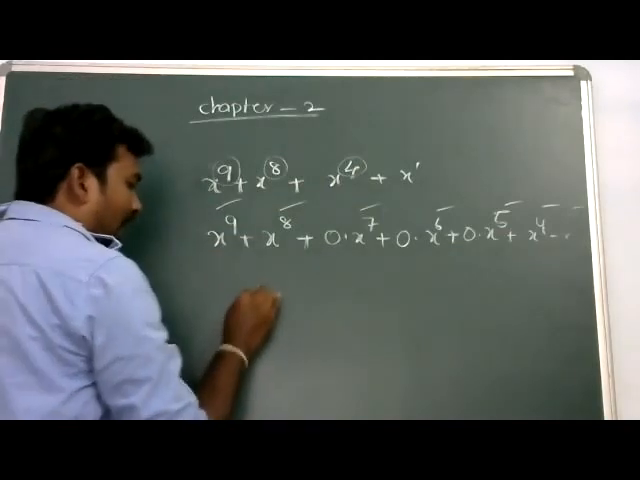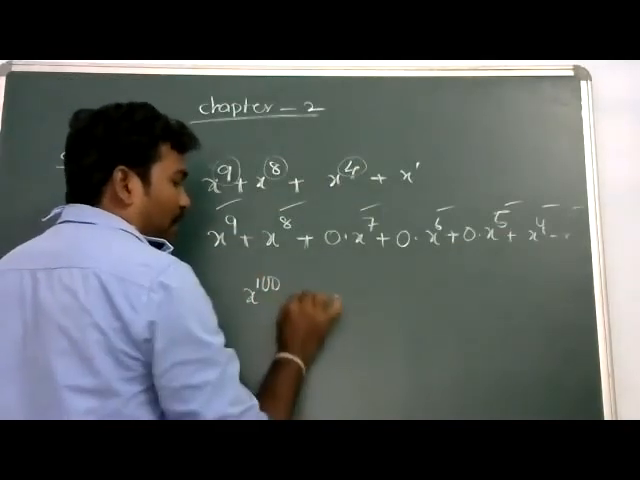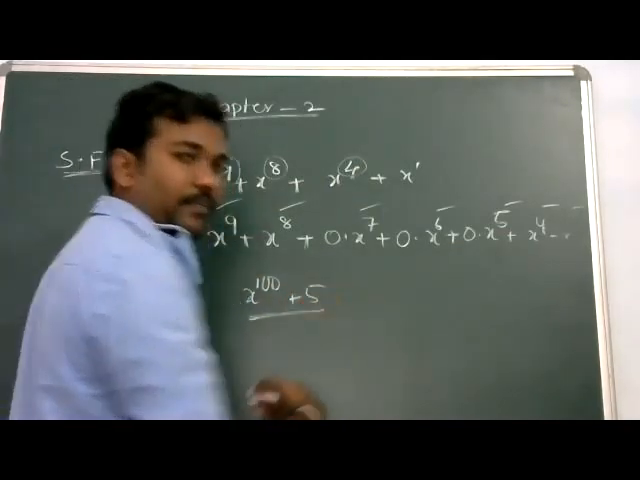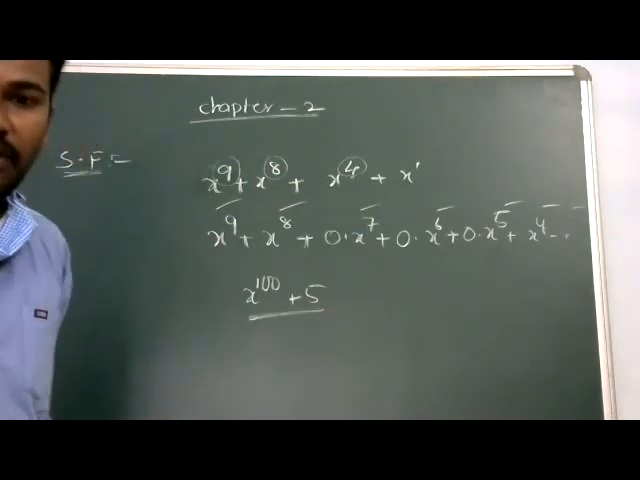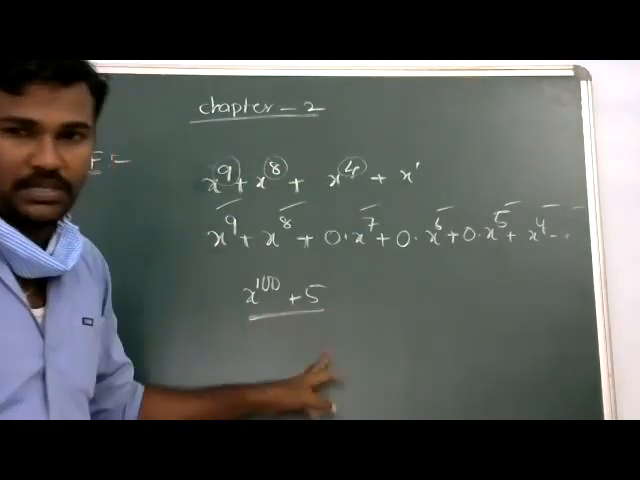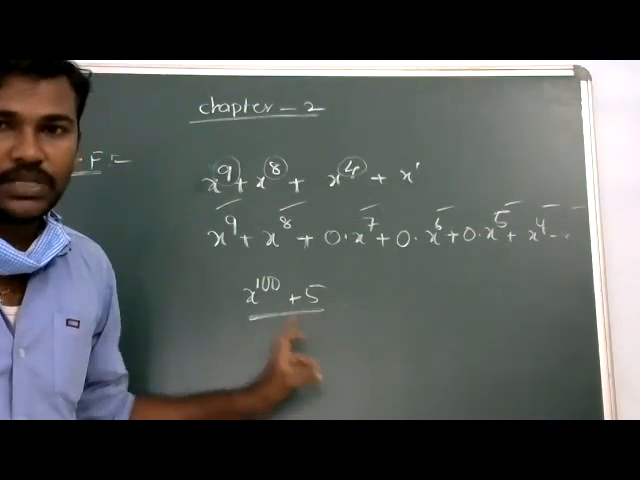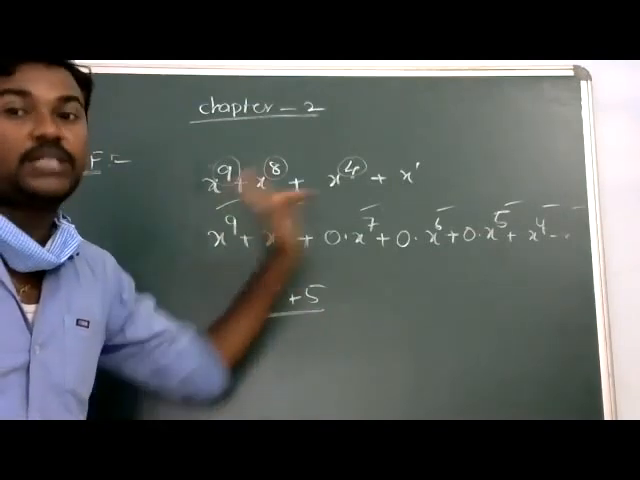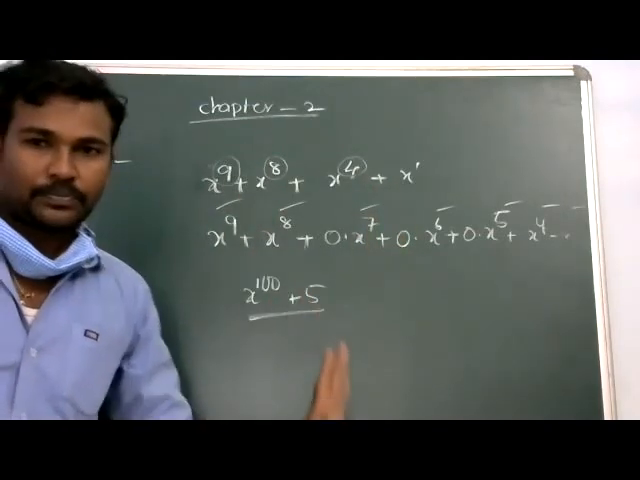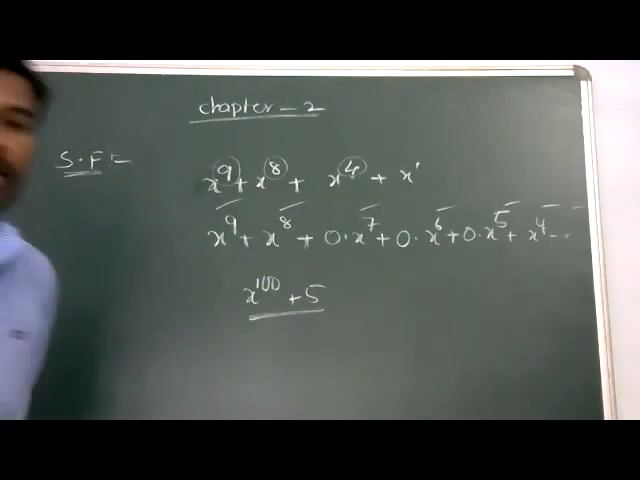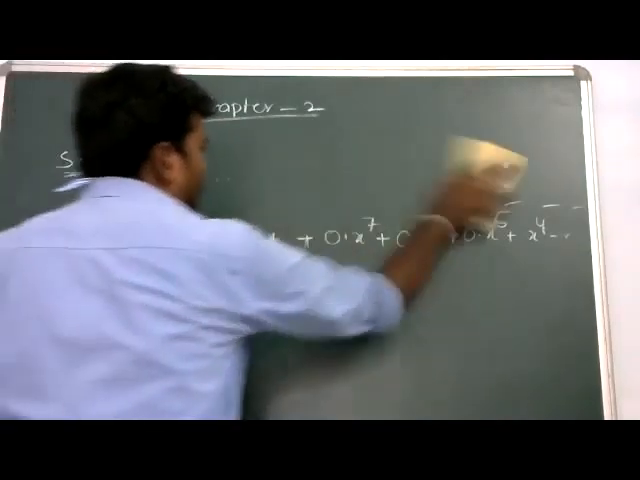Suppose similarly x power 100 plus 5. Is this a polynomial or not? Yes, it is a polynomial. Why? Because it contains only two terms. It is a binomial as well as a polynomial. Is it clear? Now we come to the types of polynomials.